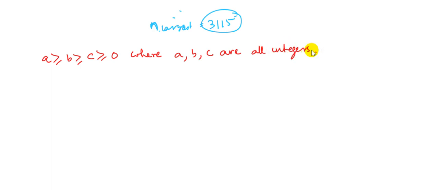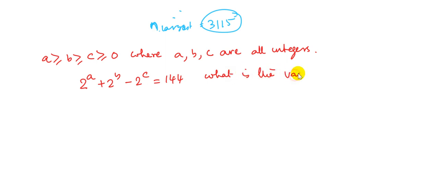A greater than B greater than or equal to C greater than or equal to 0, where A, B, C are all integers, and 2 to the power A plus 2 to the power B minus 2 to the power C equals 144. What is the value of A plus B minus C?